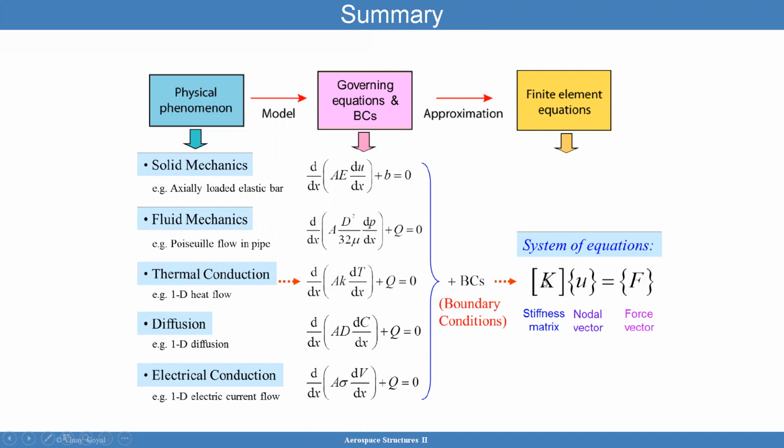And you have the stiffness matrix times the nodal vector equals the force vector. I can solve for U here, and U could represent, in this case, the deflection. In this case, it could mean the flow velocity. In this case, it could be the temperature. In this case, it could be the moisture concentration. In this case, it could be the voltage. So you can solve for the variable of interest.